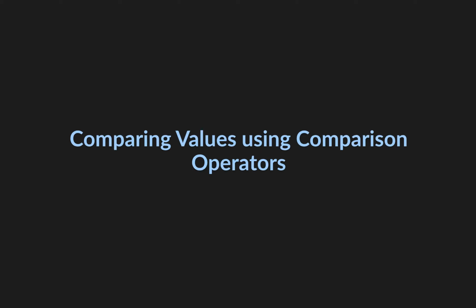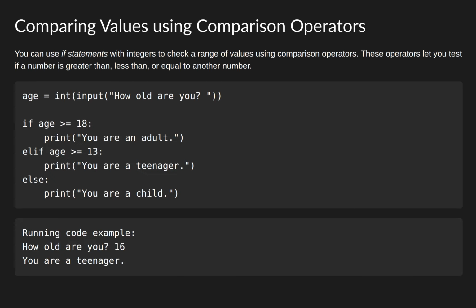Comparing values using comparison operators. You can use if statements with integers to check whether a value falls within a specific range by using comparison operators. These operators allow you to test if a number is greater than, less than, or equal to another number. In this example, the code asks for your age, then uses a series of if, elif, and else statements to determine which age group you belong to.